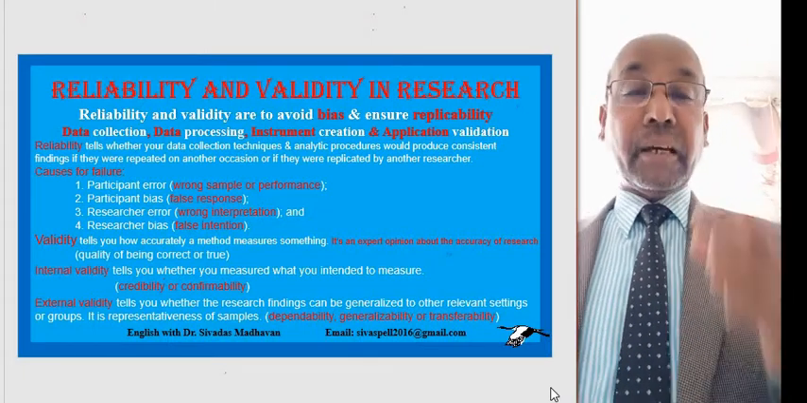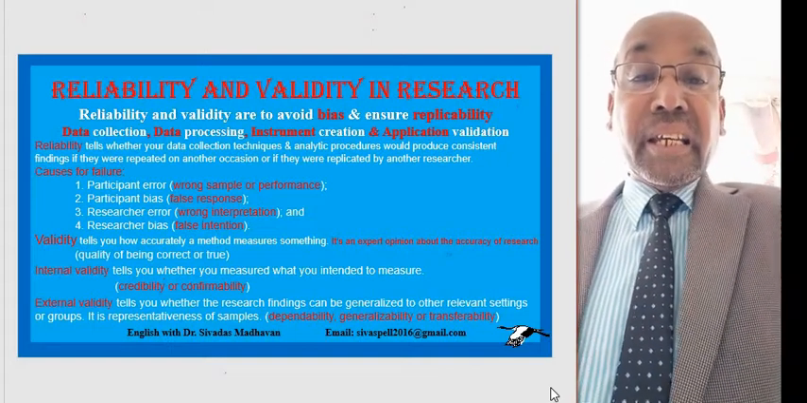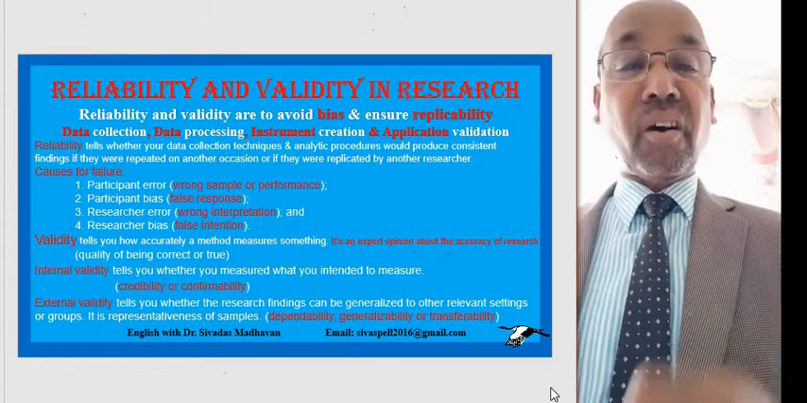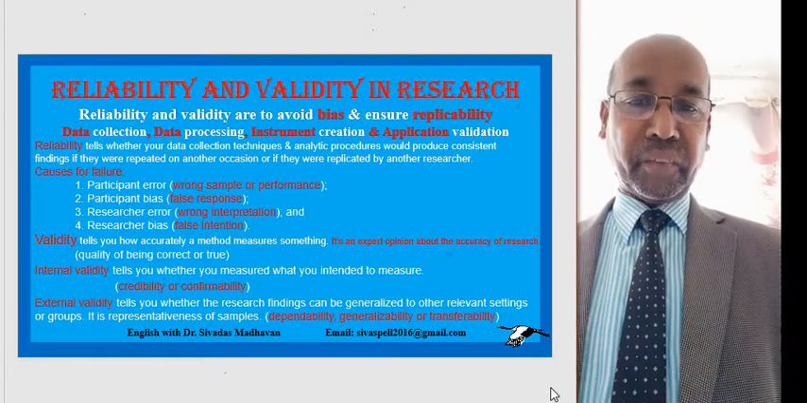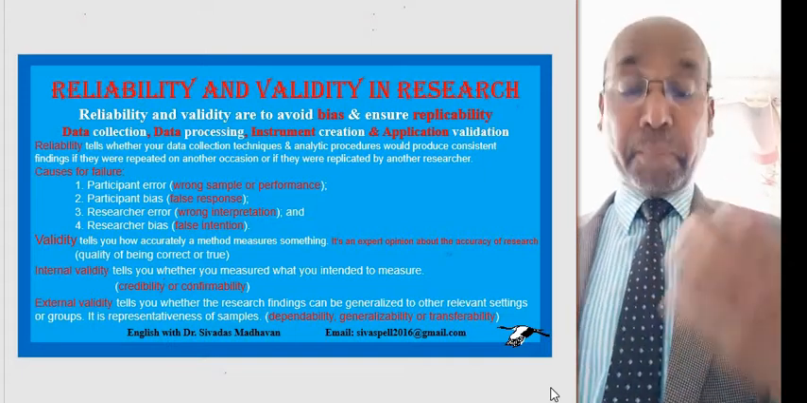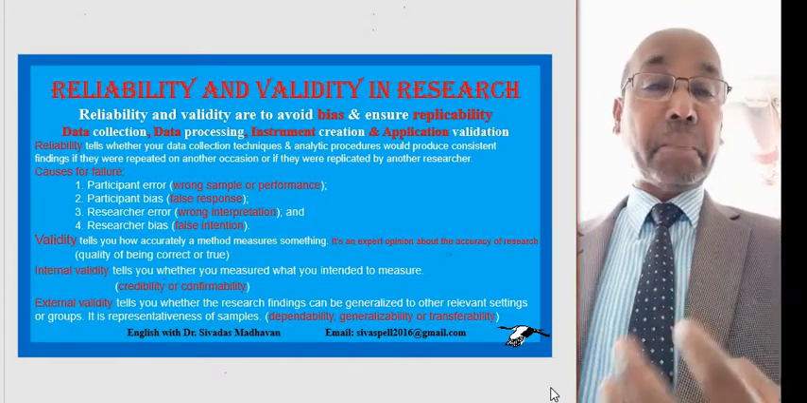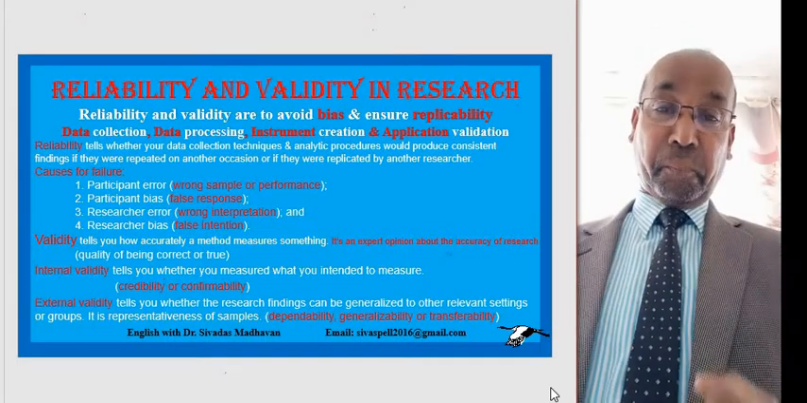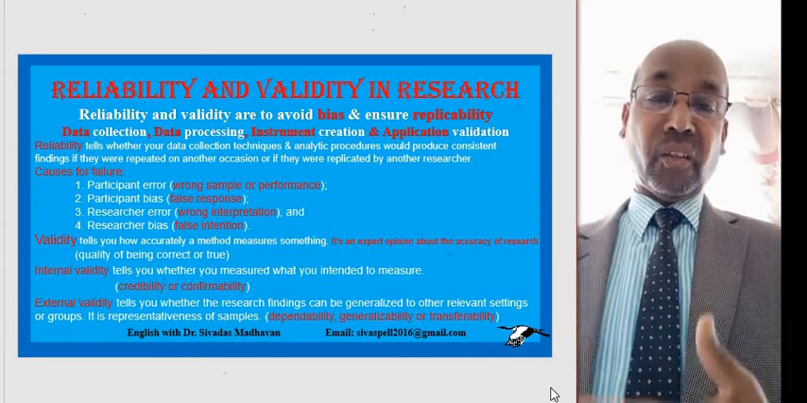Or it can be the participant bias. A participant may have his own personal interest in giving the answers to the questions of the researcher. So that can come in the way of reliability. Or it can be sometimes the researcher error. The researcher himself may commit some mistakes, that is a wrong interpretation. The correct data was given by the participant, but the researcher misinterprets the data. That's also a possible error that comes in the way.